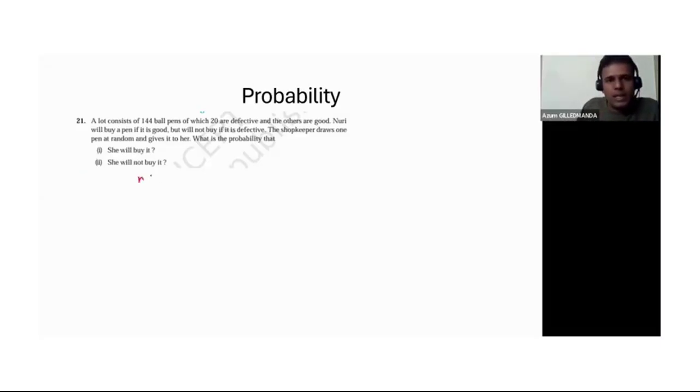So here can I say n of s is our total sample space, that is 144, and n of d, I would say d as defective, which is 20, and n of g is good. Okay, so how many? 144 minus 20 means 124 are good pens. d is the number of defectives, and g is the number of good.